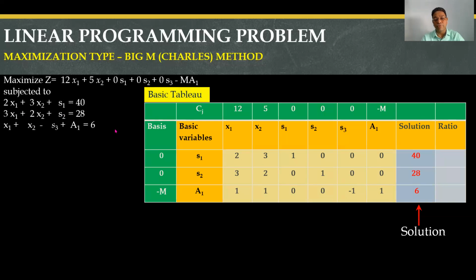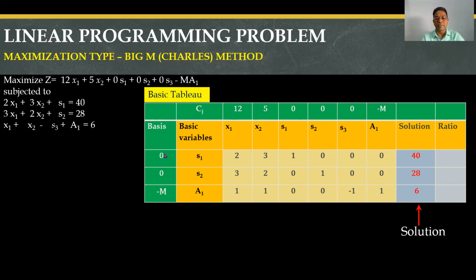This 1 comes from this constraint, so this will be 1. And when we write the Cj values or the Cj row, the Cj row is written from the objective function. So we can see here it is minus M a1, so it will be minus M.